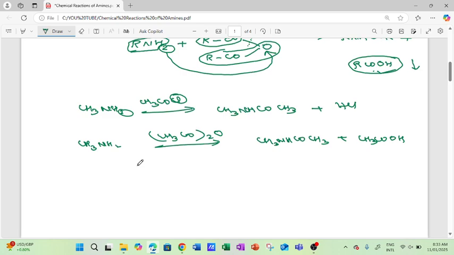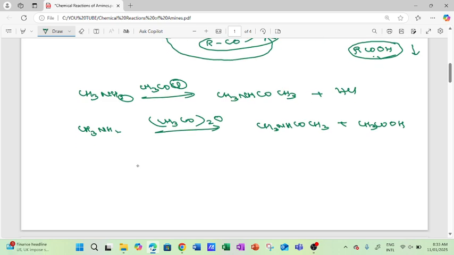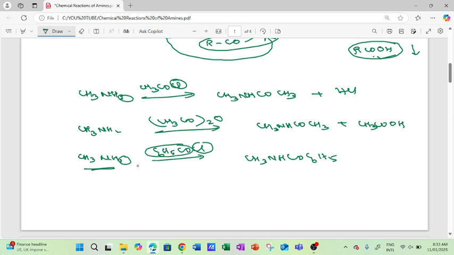Okay, so here there is an important conversion I'll tell you. That is, if you take CH3NH2, on reaction with C6H5COCl, which is benzoyl chloride, after eliminating HCl, we get CH3NHCOC6H5. It means the CH3NH part and the C6H5CO part get attached. And this product is called acetanilide. So that's a common name of this product.